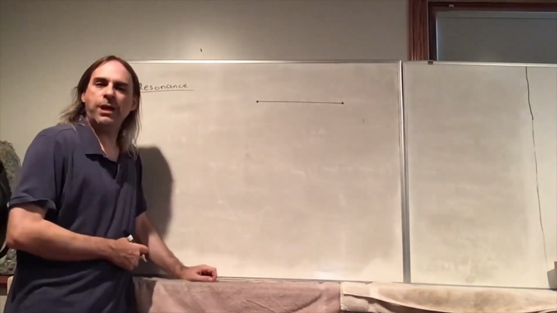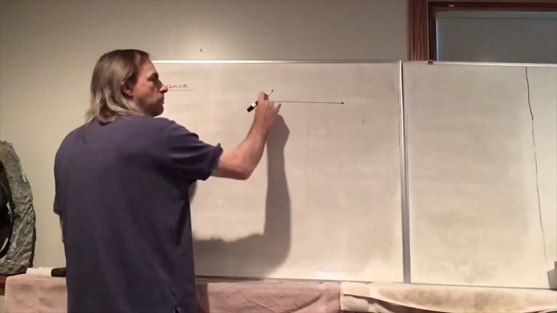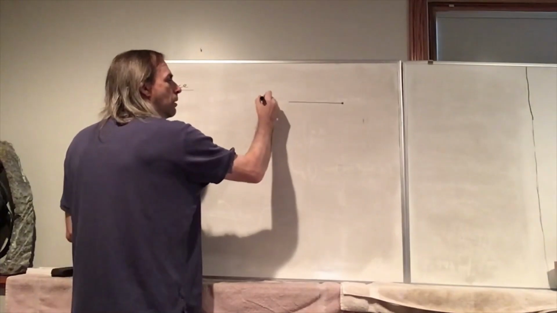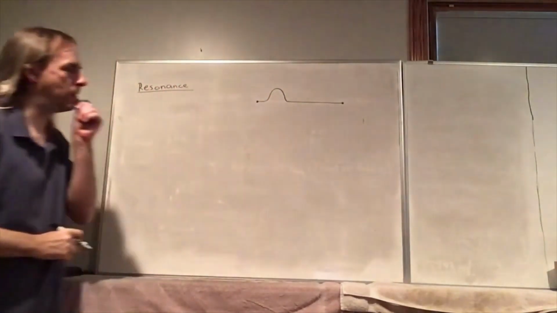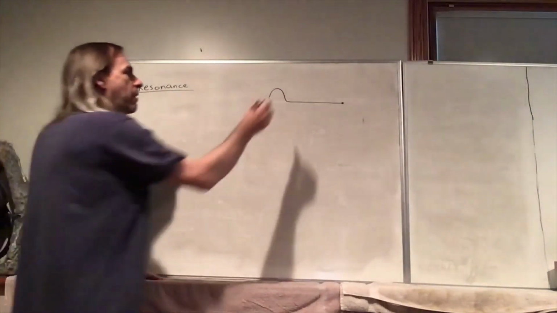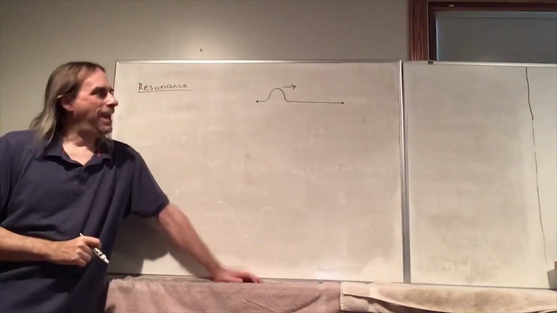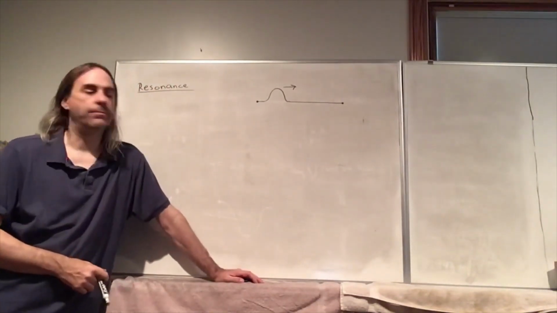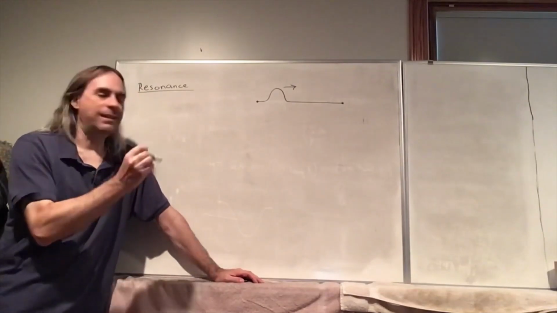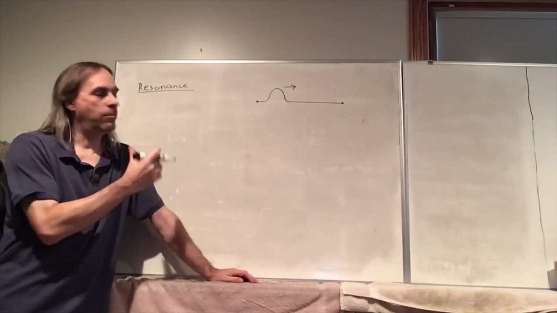And say we create a pulse on the string. Say we create a pulse like this, and it's moving to the right. And now what happens when this pulse reaches the end of the string? If the end is nailed down like it is here, what happens is, well, kind of two things happen.